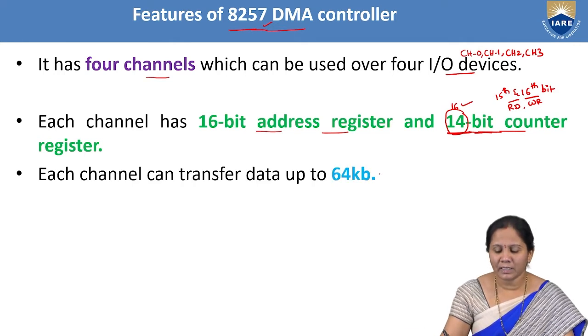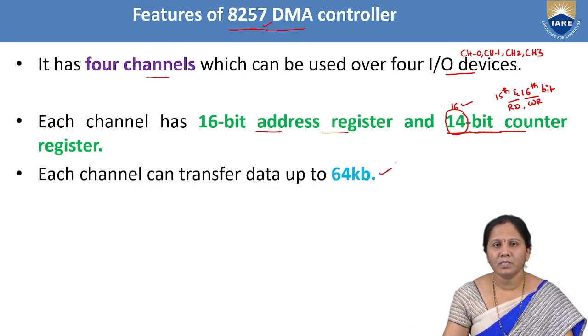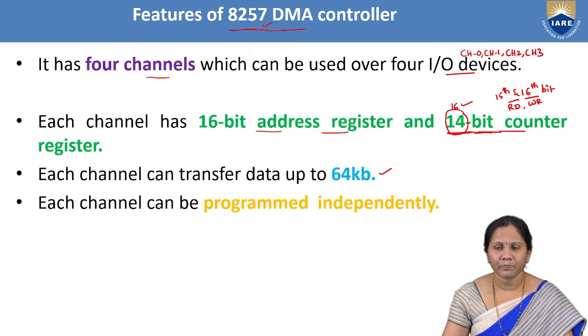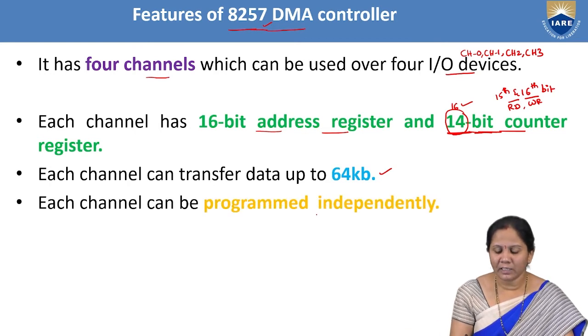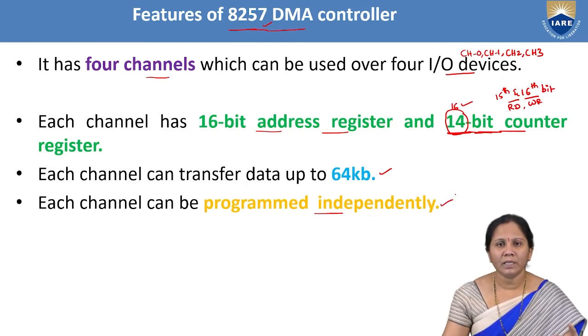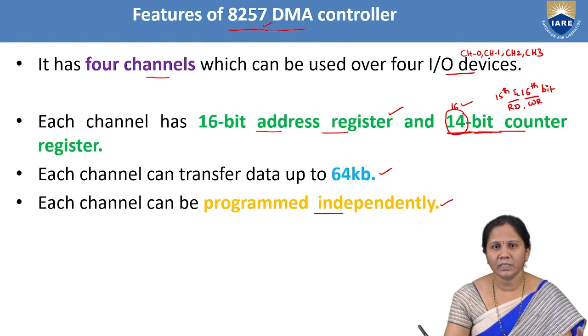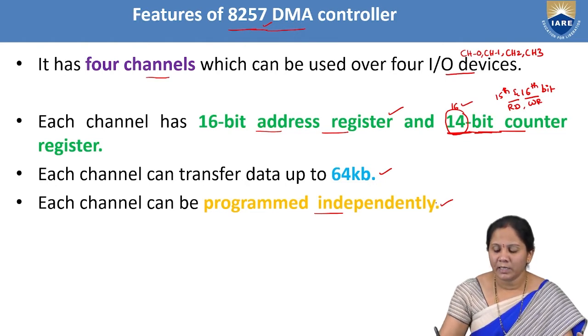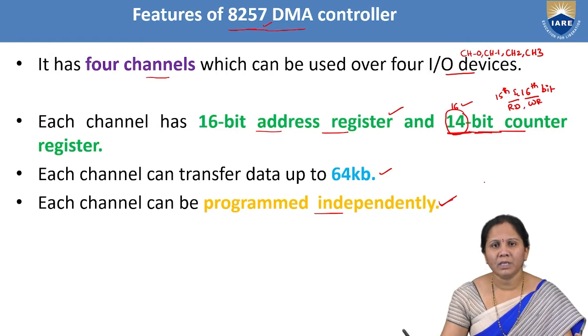Each channel can transfer data up to 64 KB, and each channel can be programmed independently. Each channel can be programmed independently because in each channel we have this 16-bit address register and 14-bit counter register. By using these 2 registers present in the individual channels, it is possible to program each channel individually.